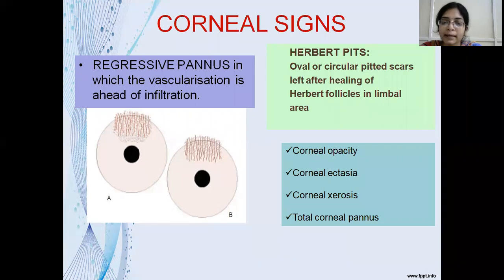What complications can occur? Corneal opacity can occur, where there is scarring of the cornea. Corneal ectasia can occur, where there is thinning of the cornea. Corneal xerosis can occur, where there is dryness of the cornea, or a total corneal pannus can occur.